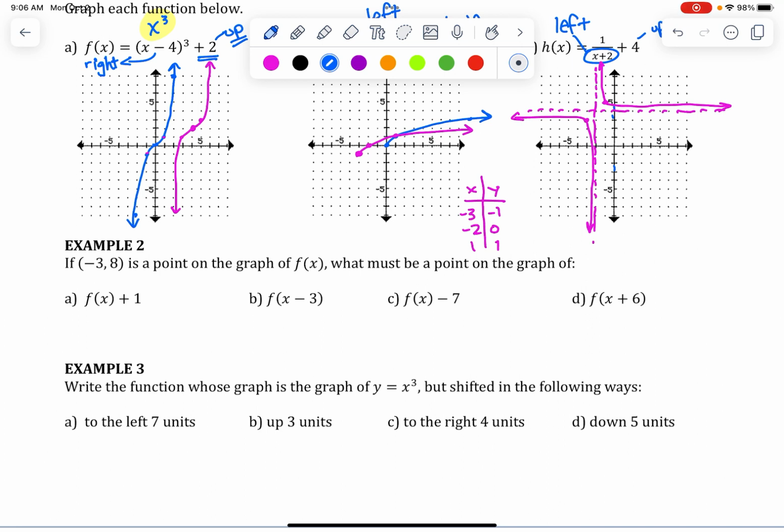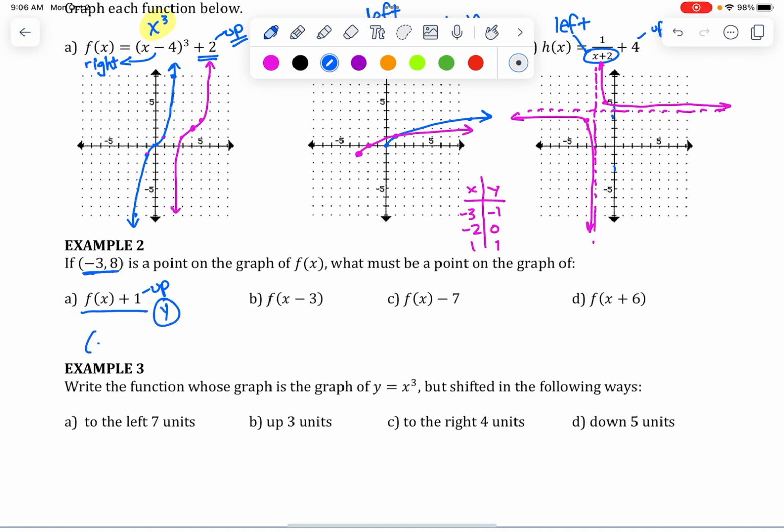So looking at this next example, if you just have some random point -3, 8, and you're saying, all right, I'm going to take that function, whatever that function might be, and put a +1 after it, that should tell you that, okay, this is going to go up 1, which means I'm going to change my y variable.